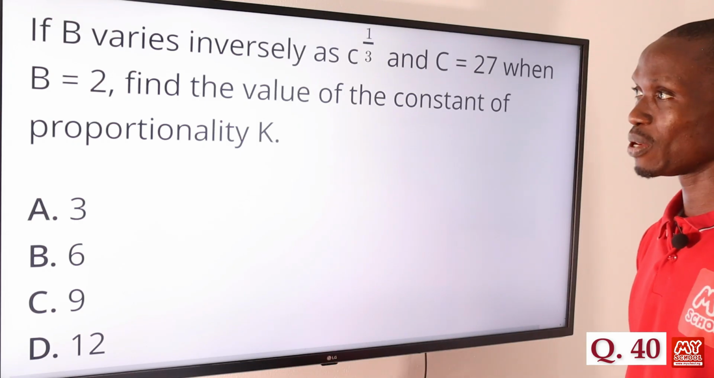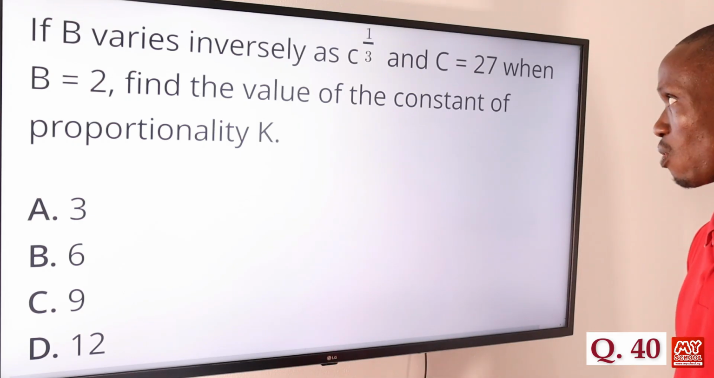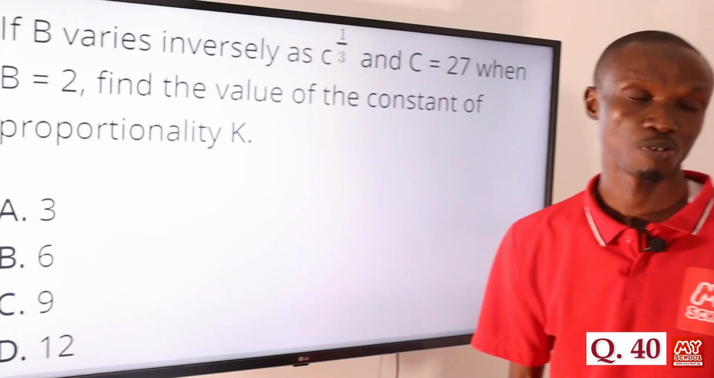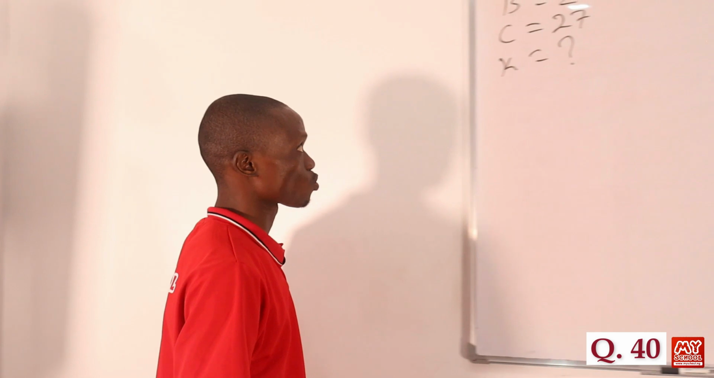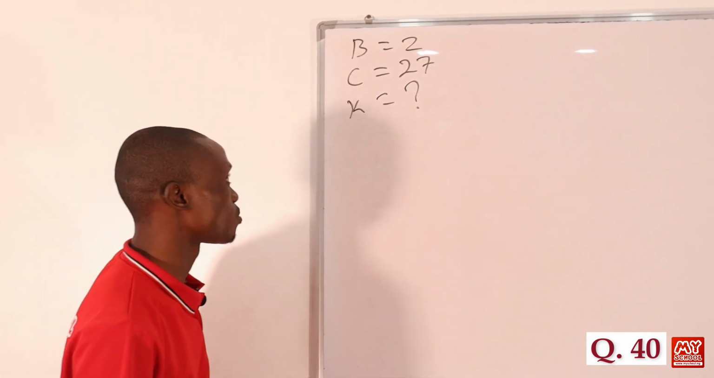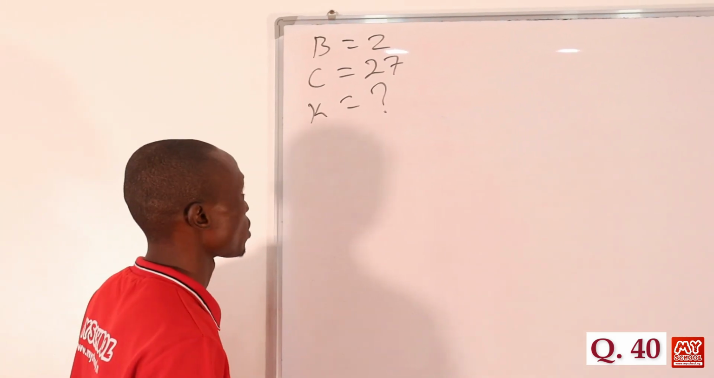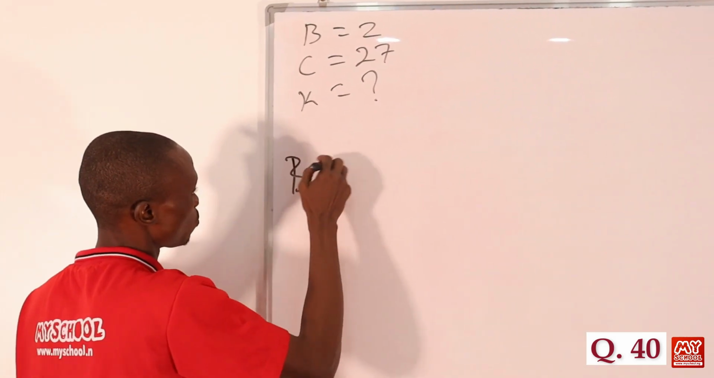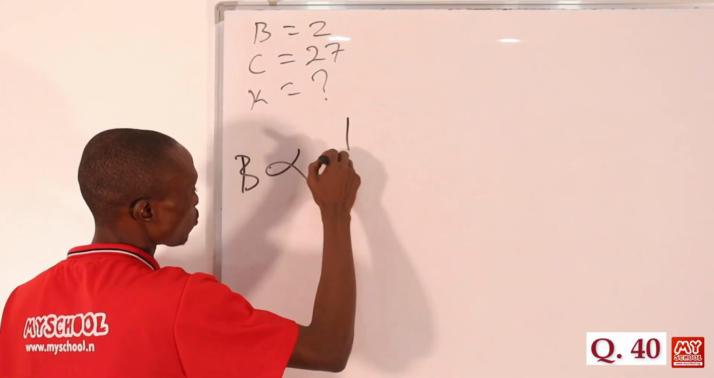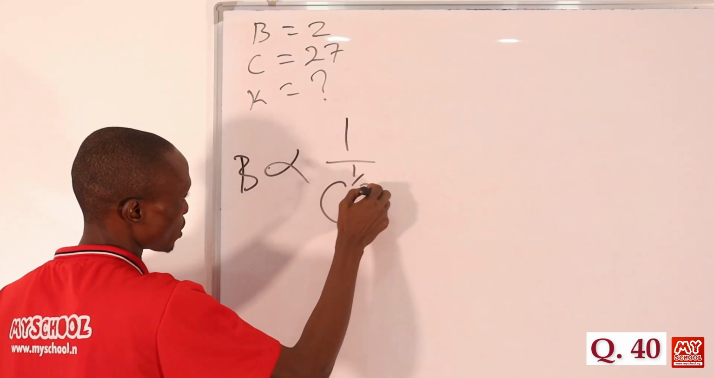Question 40. If b varies inversely as c raised to power 1 over 3 and c is equals to 27 when b is equals to 2, find the value of the constant of proportionality k. So let's return back to the board to provide answer to this question. So in this question, we are told that b varies inversely as c raised to power 1 over 3. Okay, so b will be inversely proportional to 1 over c raised to power 1 over 3.